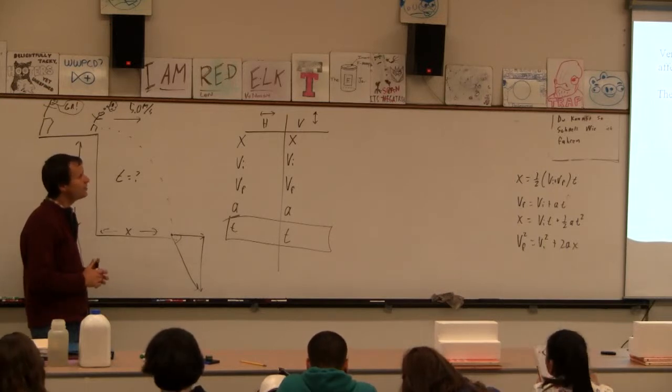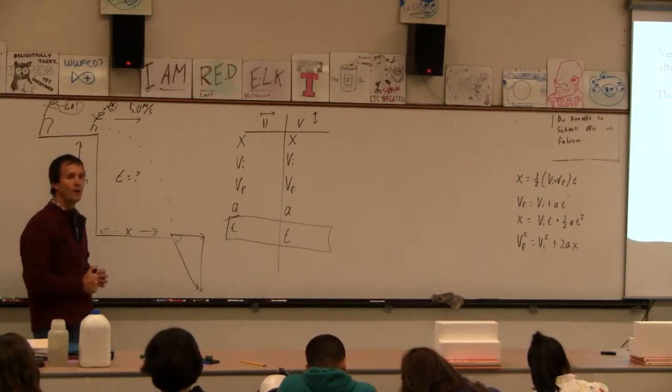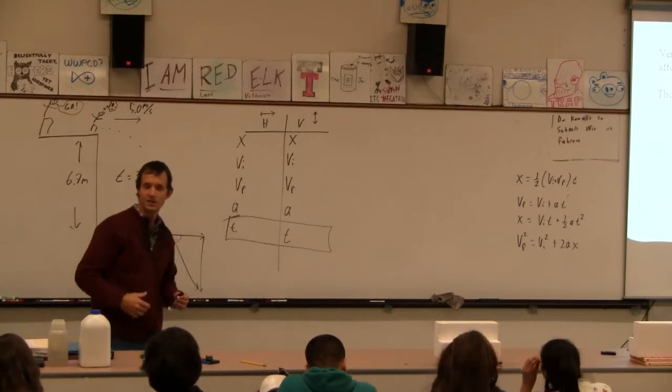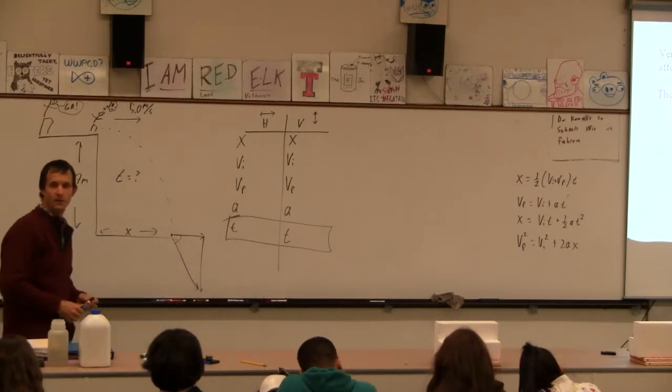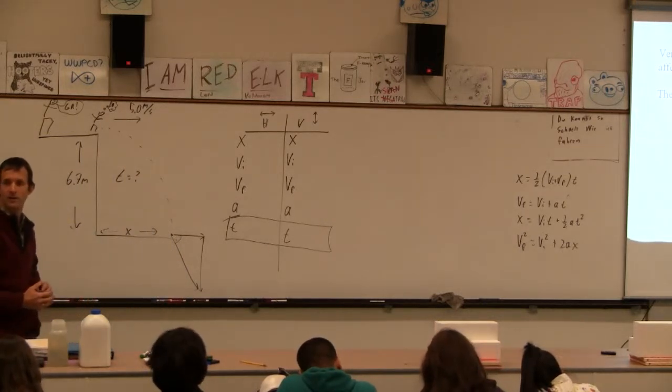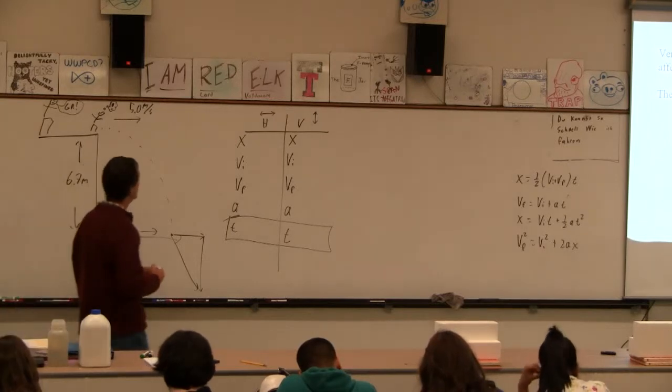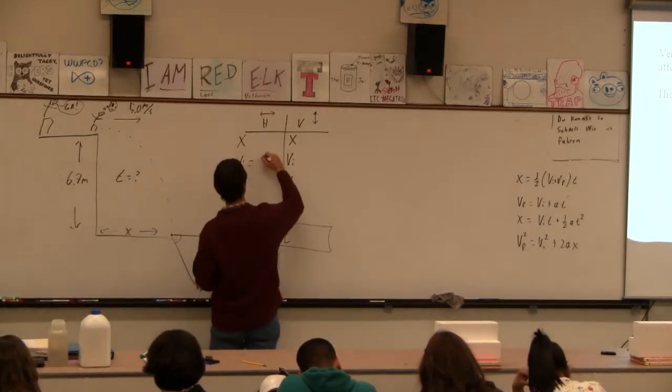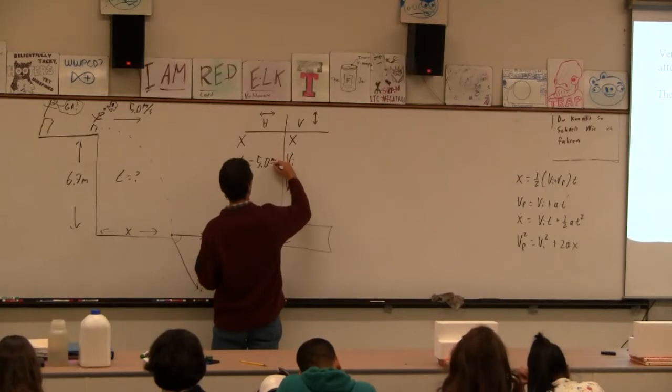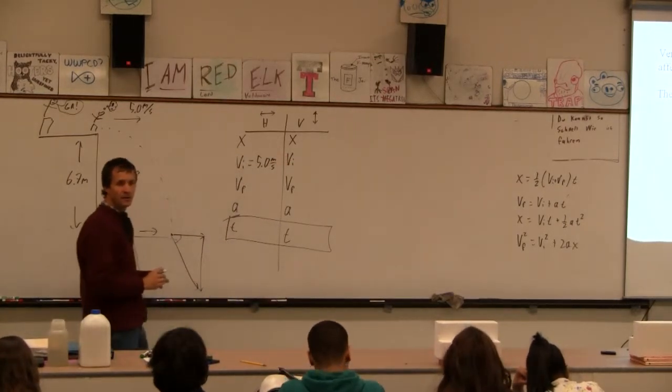Now, who knows what we know and where it goes? Because that's the next step. Initial velocity in which direction? Horizontal, what is it? 5 meters per second. The initial velocity in the horizontal direction is 5 meters per second. I will not argue with that.